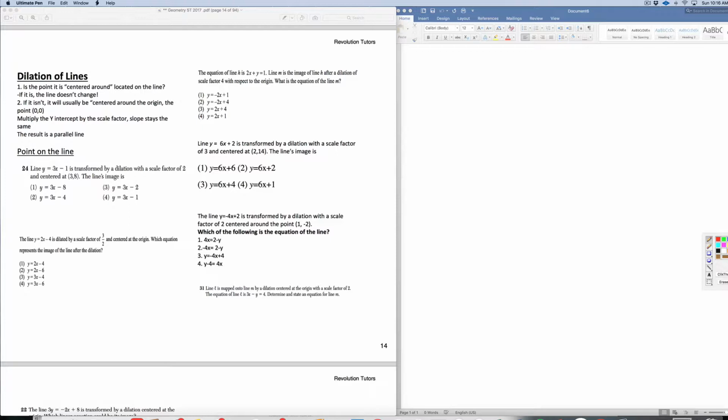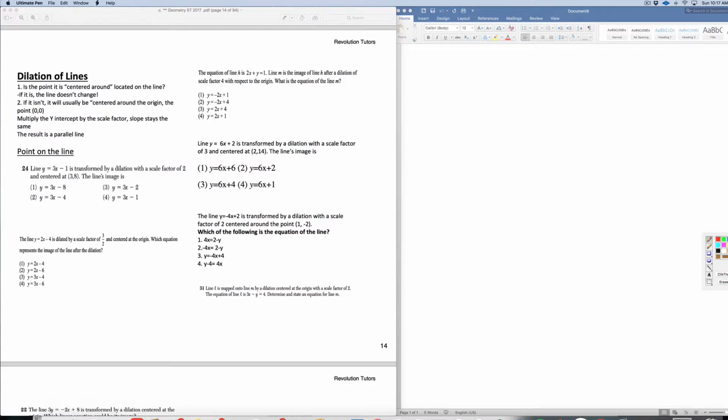So let's just do an example. You have this thing here. They give you a scale factor, as we said, and a point. You plug the point in, so you get 8 equals 3 times 3 minus 1. Is the point on the line? Yes. 8 equals 9 minus 1, 8 equals 8. Yes, the point is on the line. I plug the point in to see if it's on the line. If it's on the line, it doesn't change. The answer right off the bat is 4. If this point happened to not be on the line, then you would just do 2 times negative 1, and you would get negative 2, choice 3.